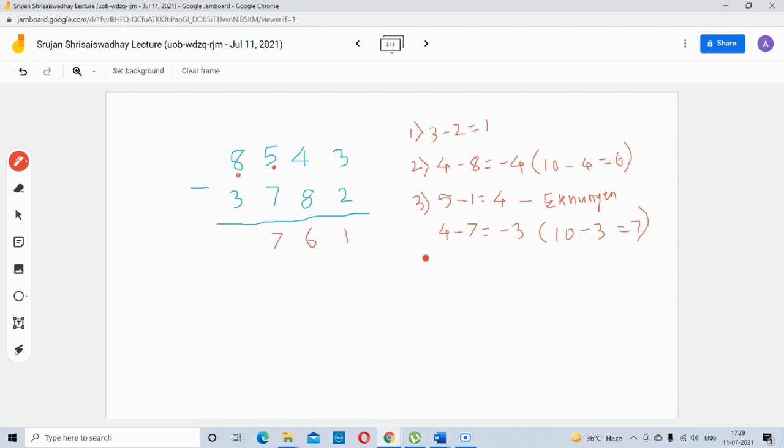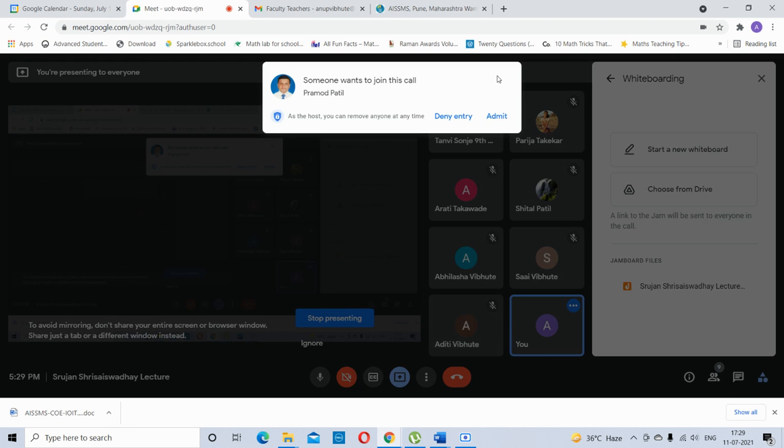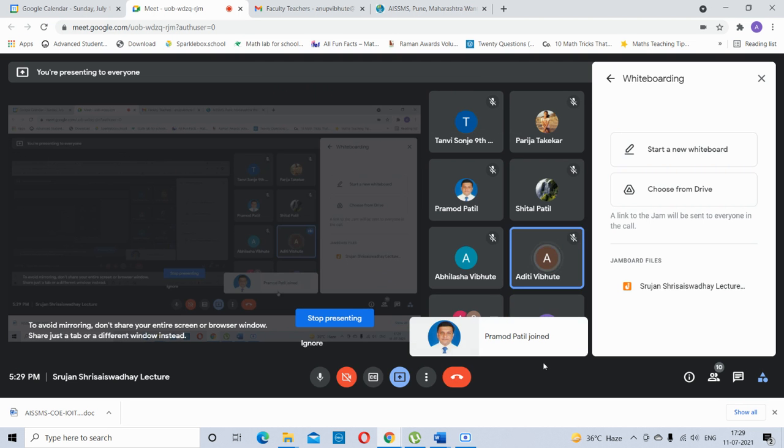Now the fourth one is you have to reduce 8 by 1 by Ekanyunena Purvena formula. So that comes out to be 7. So 7 minus 3 is 4. So this is how you are going to solve the answer for subtraction by Ekanyunena Purvena formula. Is it clear? Yes.